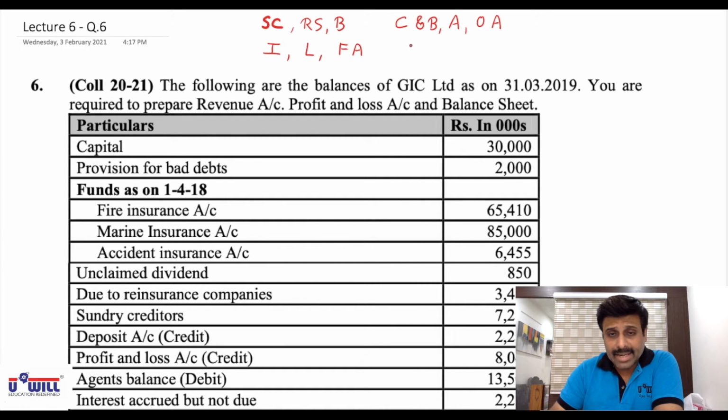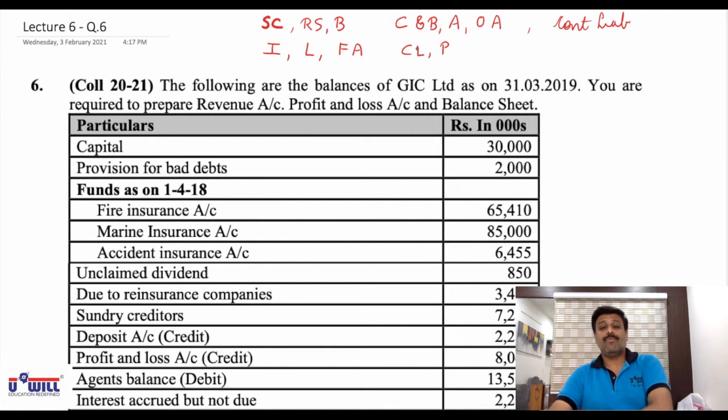Then we had current liabilities, will mark it as C. Provisions will mark it as P. And then contingent liabilities we will mark completely as CONT and LIAB, because CL stands for current liabilities. So for balance sheet these new markings will be done: share capital, reserves and surplus, borrowings, sources of funds, investments, loans, fixed assets, cash and bank balance, advances, other assets, current liabilities, provisions, and then contingent liabilities.